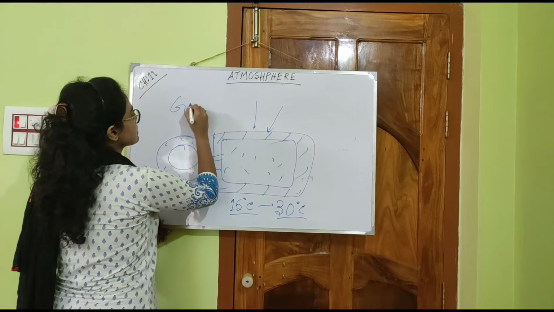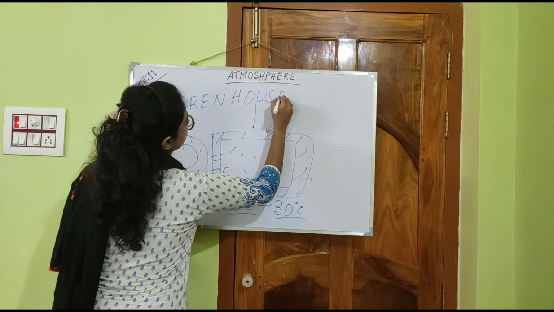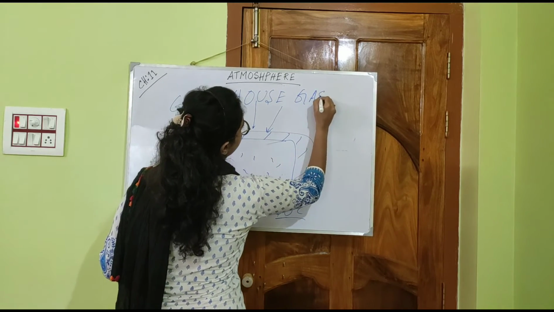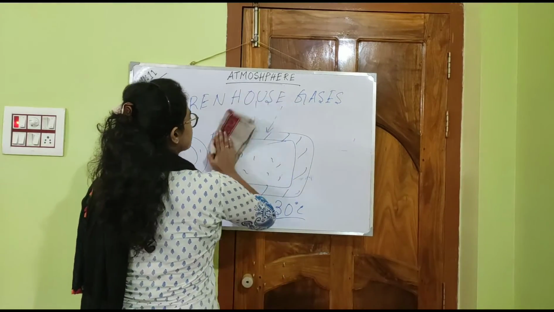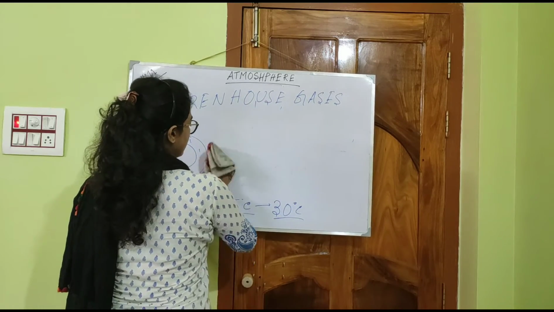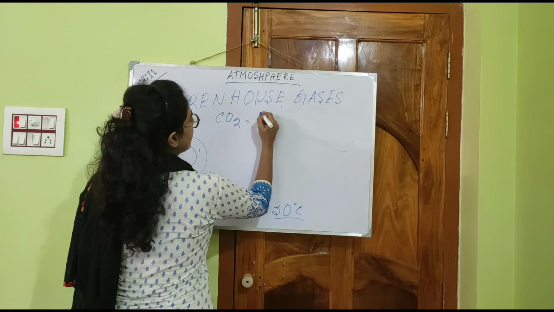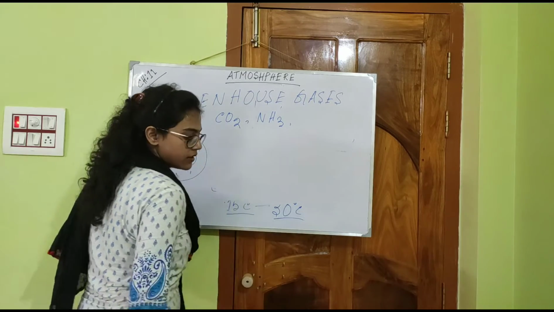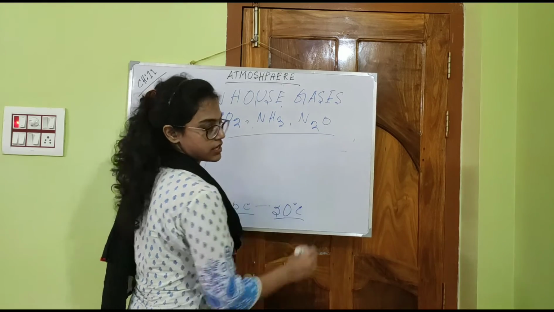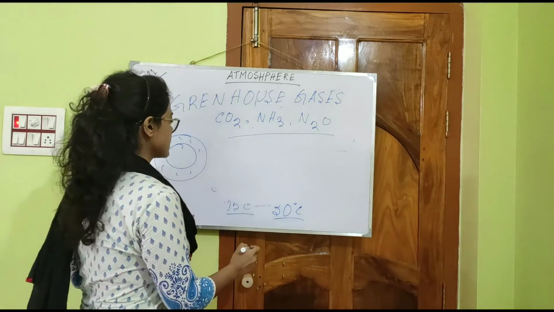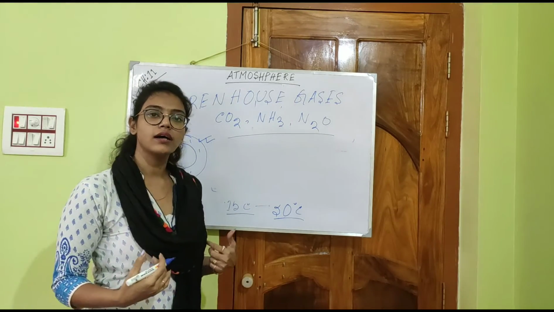Now, which are the greenhouse gases? The greenhouse gases are carbon dioxide, methane, and N2O. These are the greenhouse gases. What are these greenhouse gases doing? They are keeping our earth warm. They are absorbing the heat.